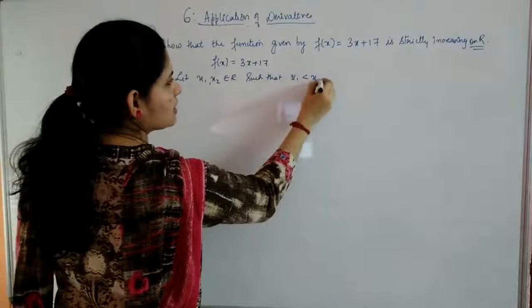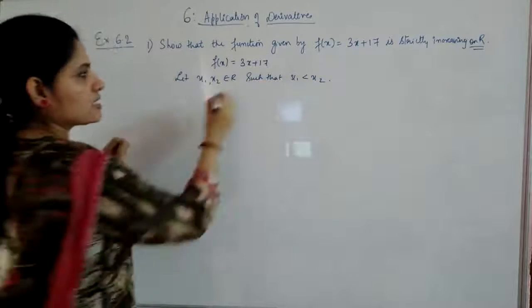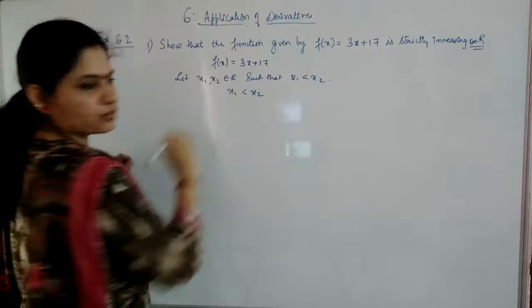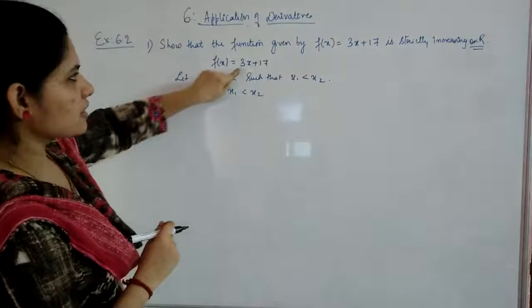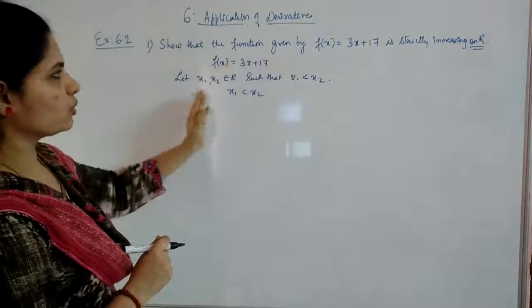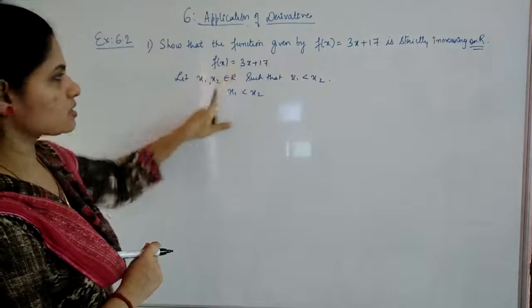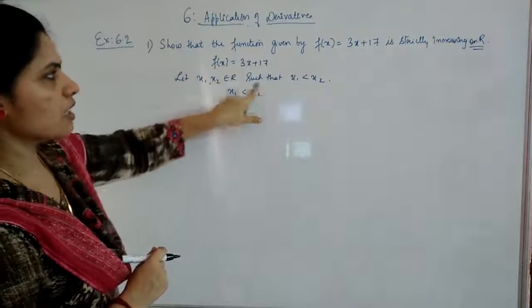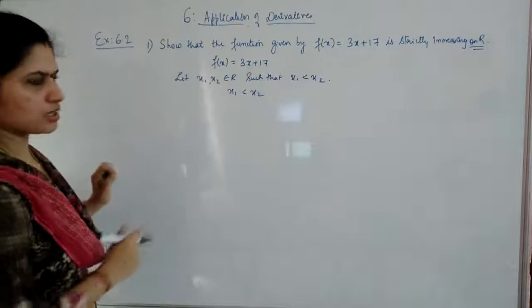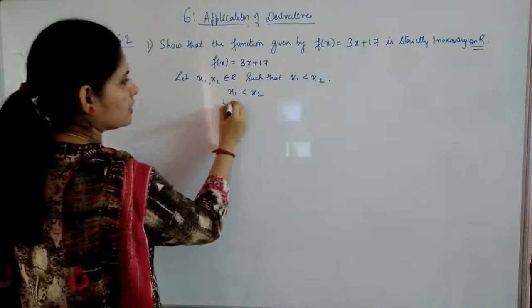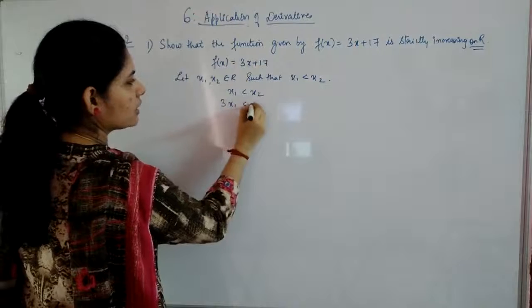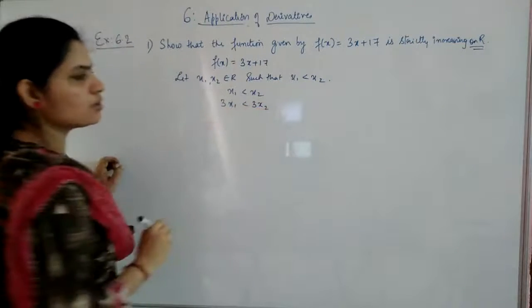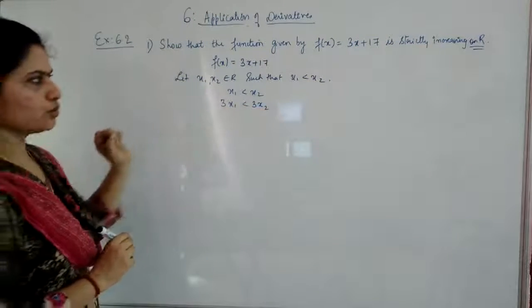Suppose x1 is less than x2. So we will start with x1 less than x2, and we will reach this type of function. That means on both sides first we will multiply with 3 so that it will become 3x1, 3x2, and then we will add 17 on both sides. First we are multiplying with 3 and this won't change the inequality sign. So 3x1 is less than 3x2.